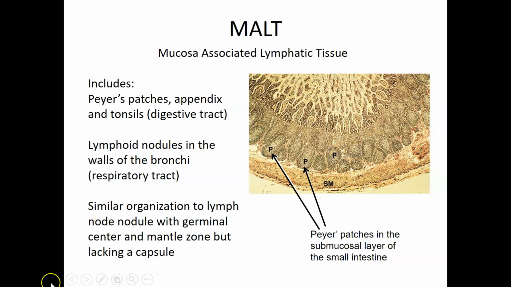All right, so I'm going to end this video here. That ends the material for the lymphatic chapter.